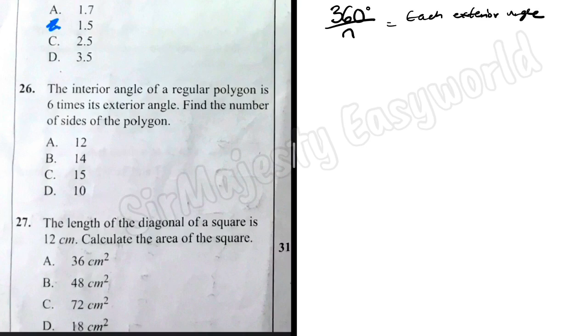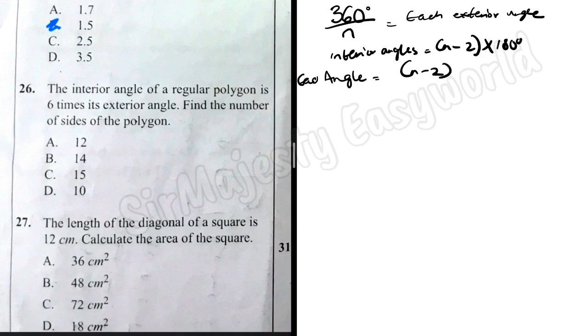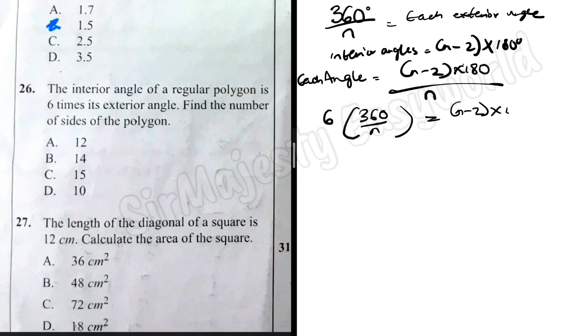And the sum of interior angles is n minus 2 multiplied by 180 degrees. So for each interior angle, that's n minus 2 times 180 divided by the number of sides. They said the interior angle is 6 times the exterior. So 6 multiplied by 360 divided by n gives us n minus 2 times 180 divided by n.